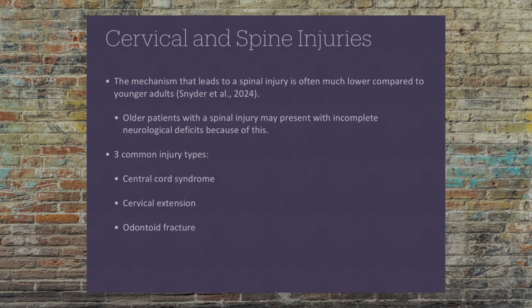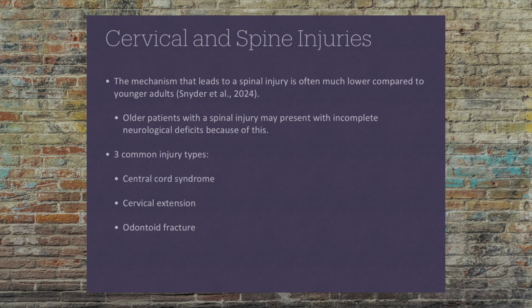The causes of a cervical and spinal injury in an older patient can be related to aging, medication use causing some sort of postural hypotension or confusion, and decreased coordination from chronic conditions. The mechanism of injury that leads to a spinal injury in older patients is often much lower when compared to younger patients. In addition, older patients generally present with incomplete neurological deficits because of this. And the theory is that this is due to a more common lower mechanism spinal injury in older patients.